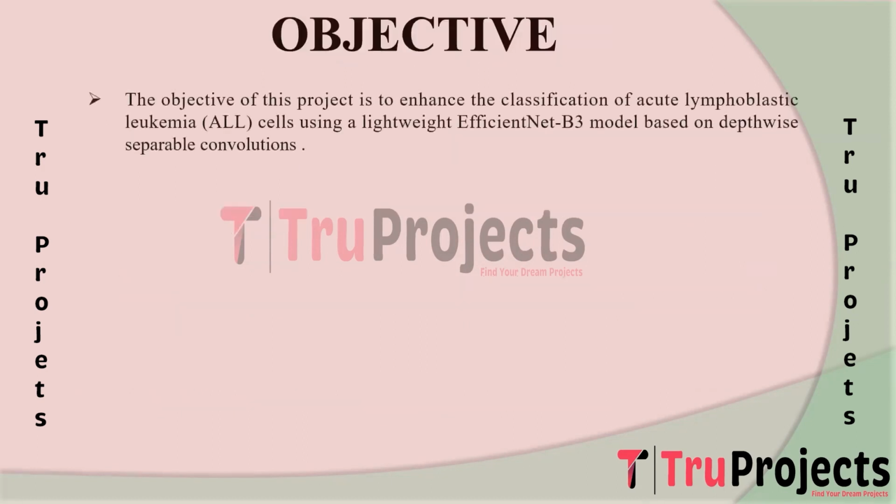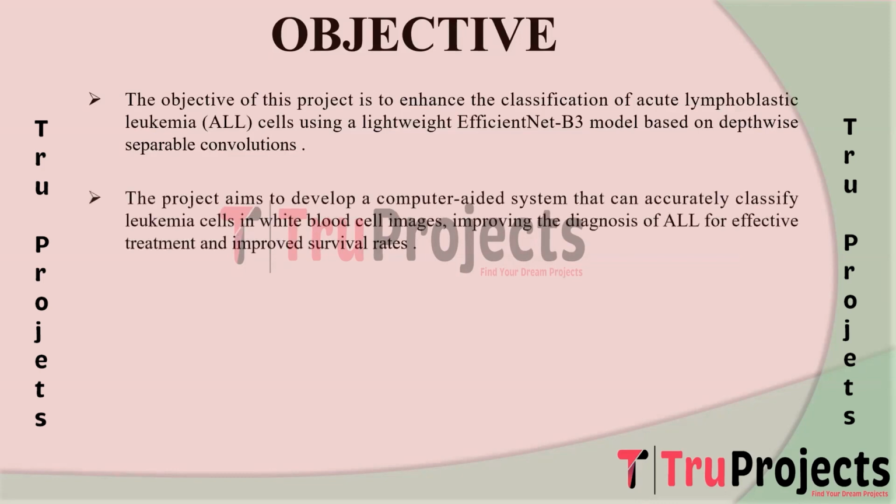Objective. The primary aim of this project is to refine the classification process specifically for acute lymphoblastic leukemia cells. It intends to achieve this by employing an innovative approach utilizing a lightweight EfficientNetB3 model. This model is structured based on depthwise separable convolutions, which are designed to enhance accuracy and efficiency in identifying ALL cells within white blood cell images.